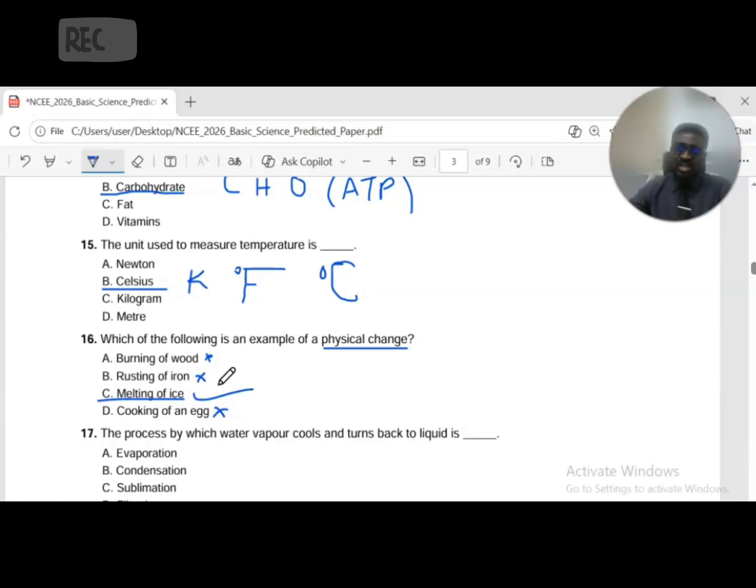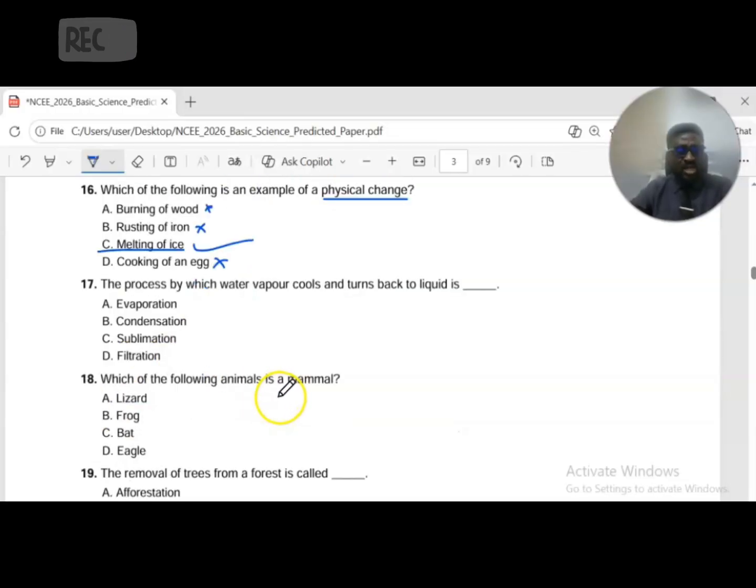The molecules gain heat and vibrate and escape to the environment in form of vapor or gases. It moves from ice, that's the solid state of water, to liquid, that's the liquid state of water, then to gases, the gaseous state of water, and it can come back to the normal state when it undergoes certain changes. Then question 17. The process by which water vapor cools and turns back to liquid is called dash.